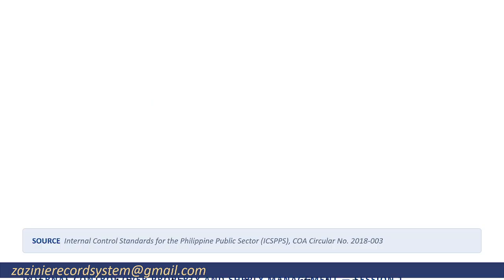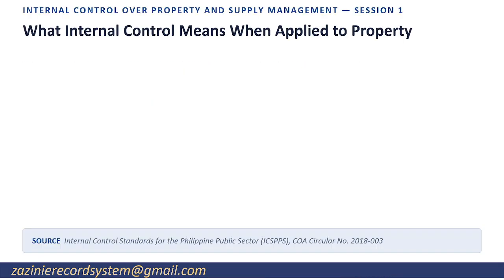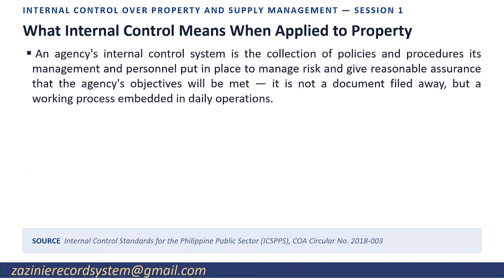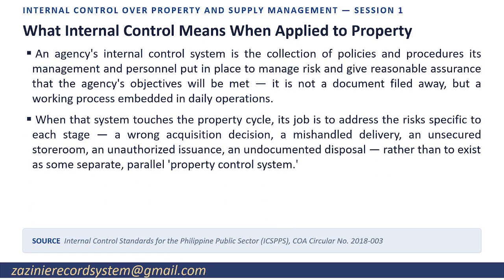Next slide. What internal control means when applied to property. An agency's internal control system is the collection of policies and procedures its management and personnel put in place to manage risk and give reasonable assurance that the agency's objectives will be met. It is not a document filed away, but a working process embedded in daily operations.